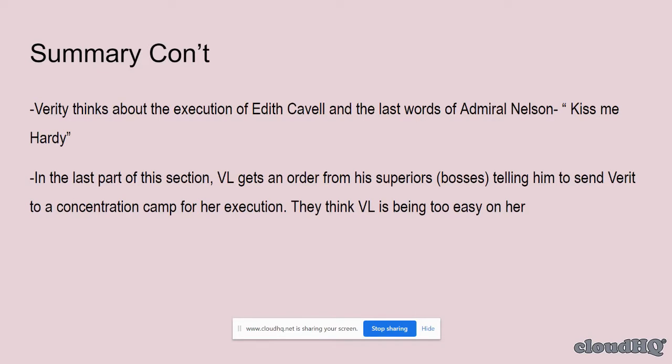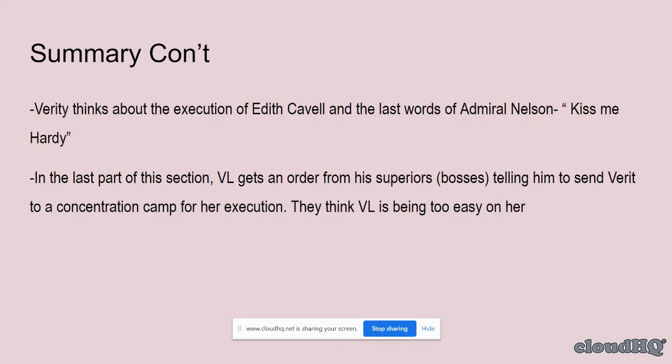In this part, Verity takes a quick moment to think about the execution of Edith Cavell and the last words of Admiral Nelson, which are "Kiss me hearty." So now we know why Verity said that to Maddie in the last chapter, because she thought that those were going to be her last words ever spoken to her.